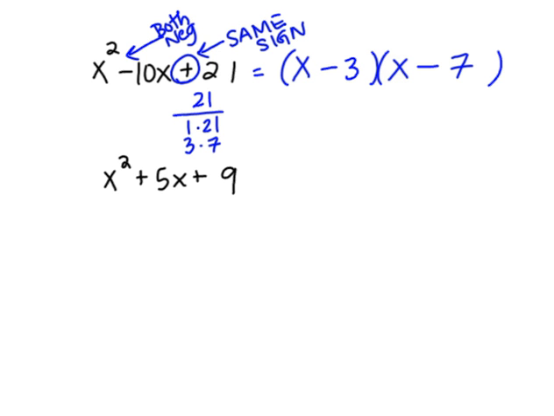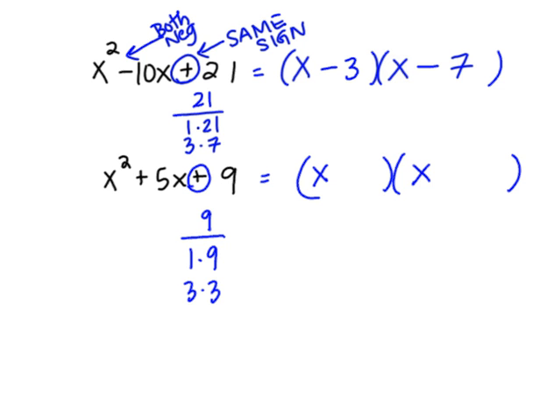The last one of these that we have is x squared plus 5x plus 9. My factors of x squared are x times x, and my factors of 9 are 1 times 9 and 3 times 3. I'm looking for the group that adds to give me 5. 9 plus 1 would add to give me 10, so that one doesn't work. 3 plus 3 would add to give me 6, so that one doesn't work. So there is not a combination of 9 that would add to give me 5. So what that means is that this one is prime, it's unfactorable.